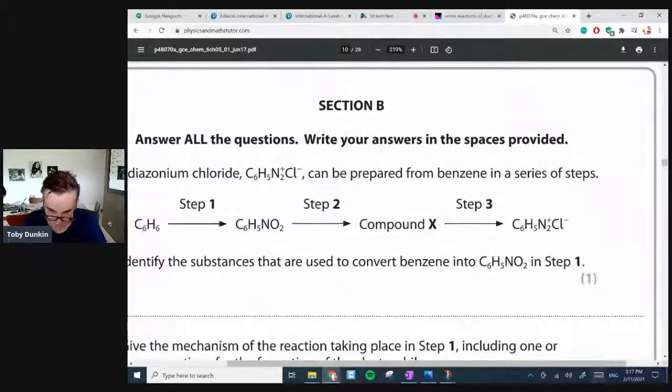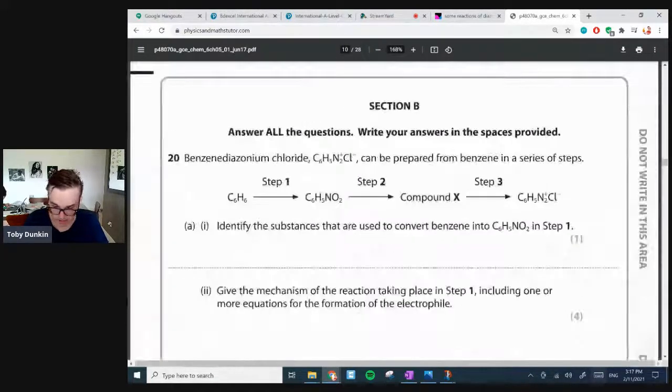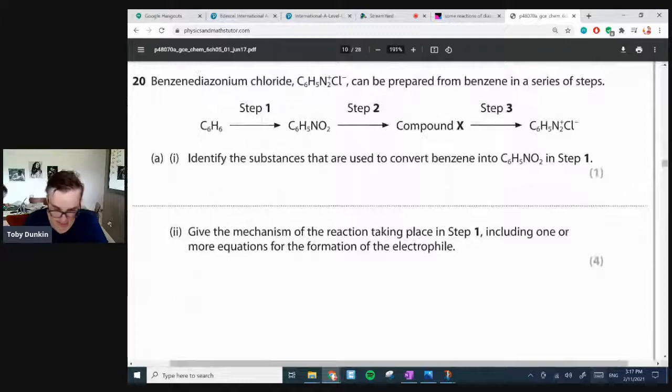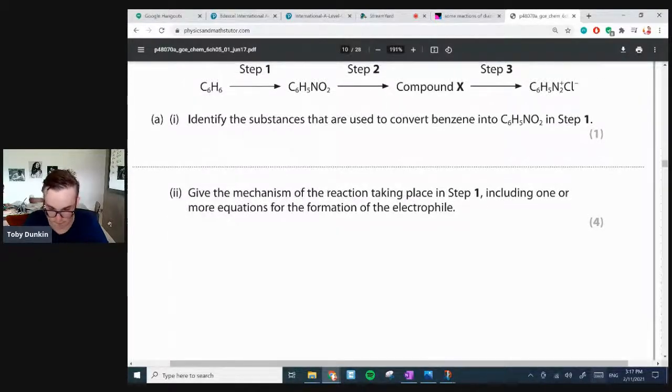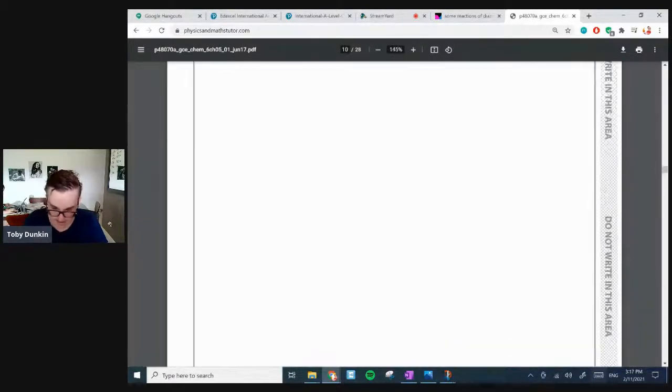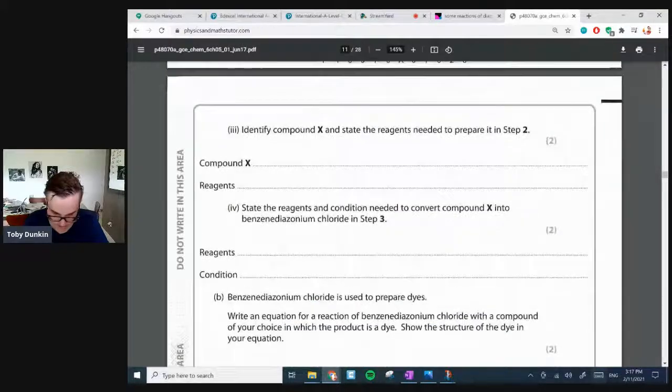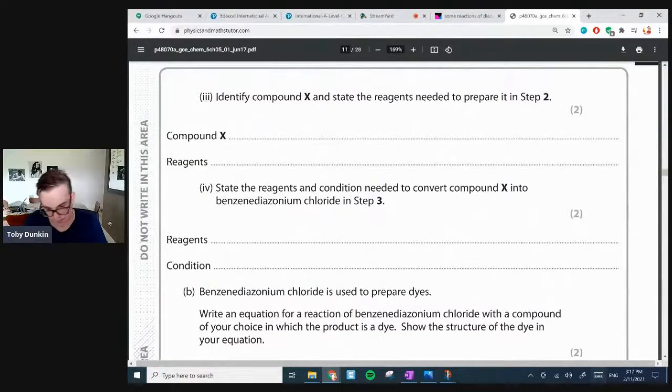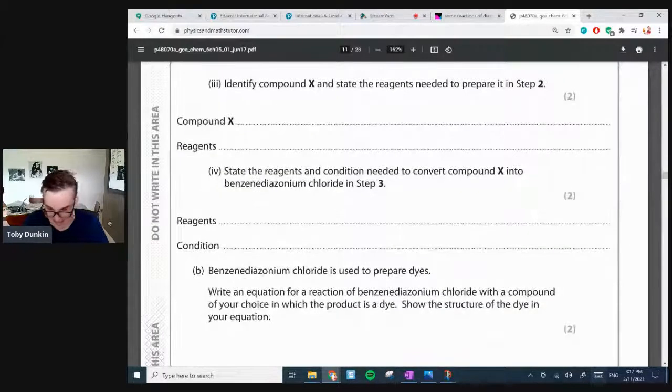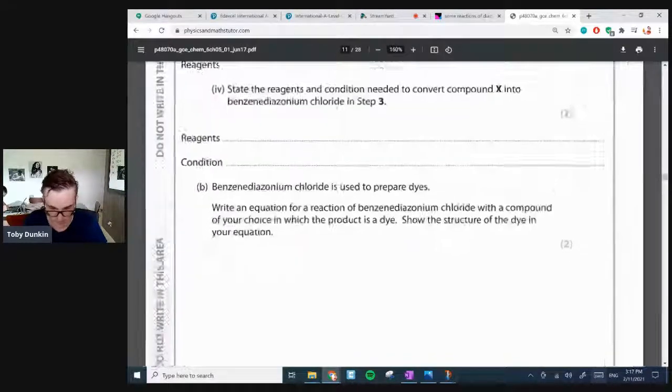Identify compound X and state the reagents needed to prepare it. Right, so we've gone from nitrobenzene, and we need to get to phenylamine. That's going to be tin and HCl. Then they're dropping us into step number 3 to make the diazonium ion. So the compound X is phenylamine, and the reagents are tin and HCl. State the reagents and conditions needed to turn X into the diazonium chloride. Reagents: sodium nitrite and HCl, conditions: 5 degrees Celsius.